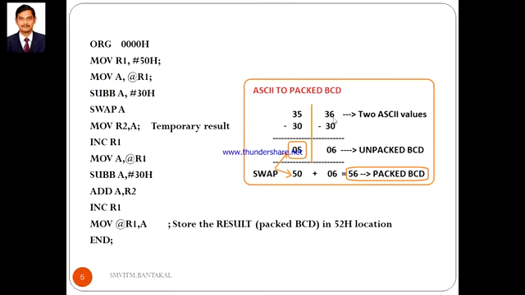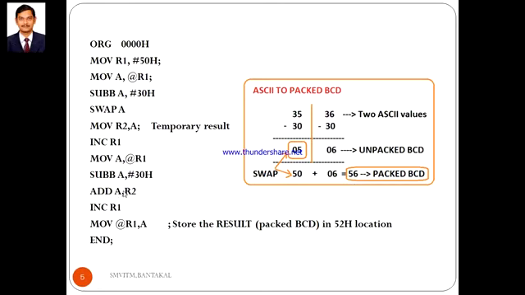Next location data, which is 36, I am retrieving here. Then again subtracting 30 here. Already this 6 data is in the accumulator, and the temporary result, which is 50 data, is in the R2 register. Now adding together 50 plus 6 gives 56, the packed BCD value. Now it is in the accumulator.